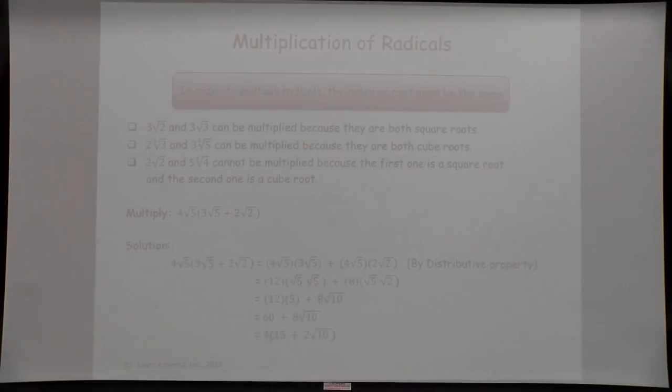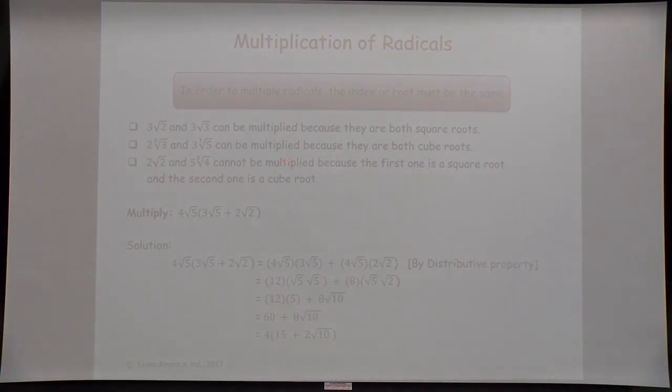Okay? Now, multiplying radicals, you have to make sure that they have the same index. So, for example, if you have no index written down here, it's assumed to be a square root. Same thing over here. This is a cube root because the index is 3. This is a cube root, the index is 3. And these can be multiplied together. But now if I look at this one, I have 2 radical 2, which is a square root, and I have a cube root. Those have different indexes, so I can't multiply them.